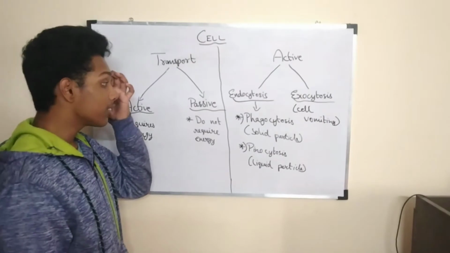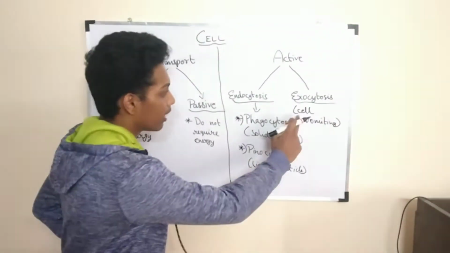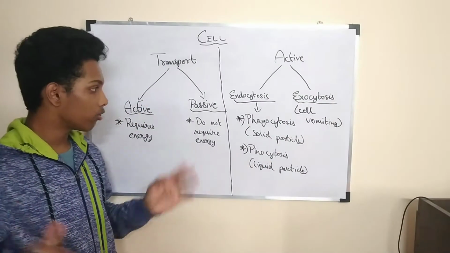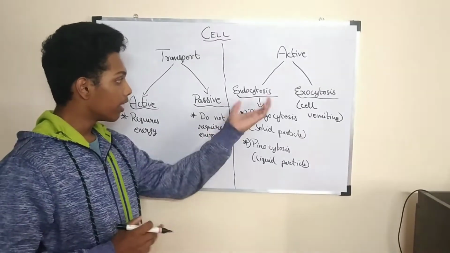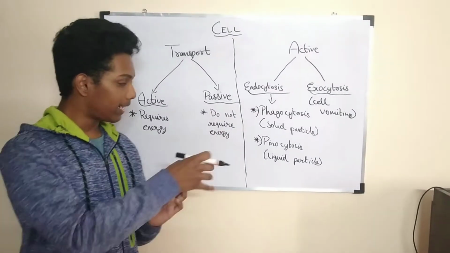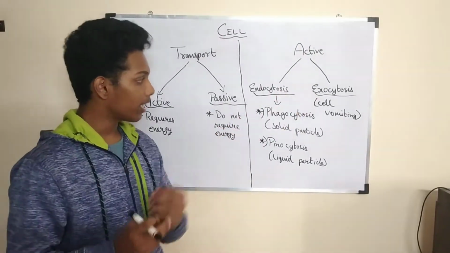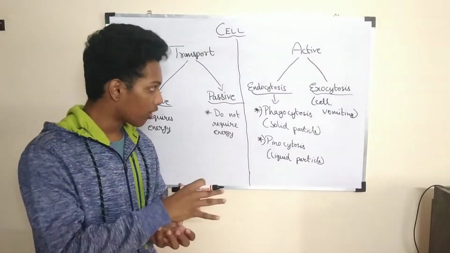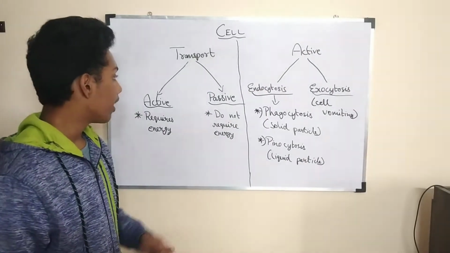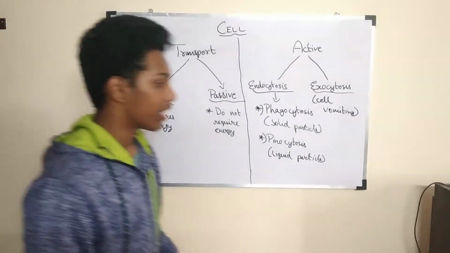And for exocytosis, there is nothing more. It is just the cell vomiting, throwing out of things. If you see for an amoeba, it takes in the food particle, with its lysosome it absorbs everything, and again when it releases, that process is known as exocytosis. Now let's discuss passive transport.